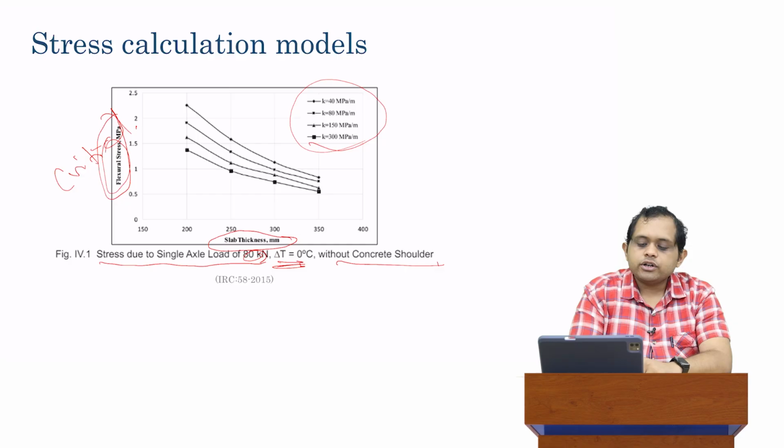So if you know that you have an 80 kilonewton single axle, if you know delta T is equal to 0, if you know you have an untied shoulder, then if you have a 300 mm thick slab and you know the K value, then you draw a line like this and you get the critical flexural stress.